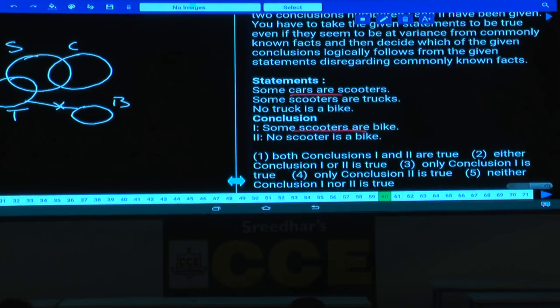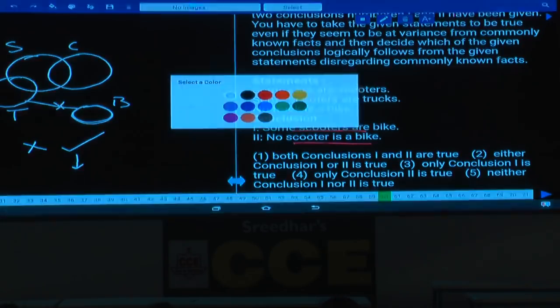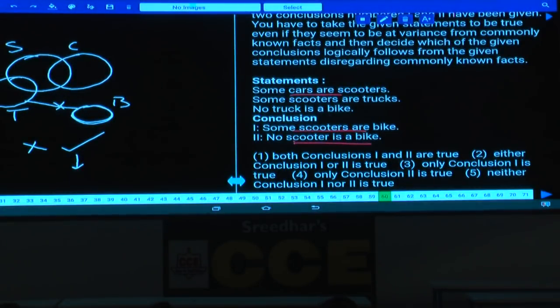First one, some scooters are bike. Is it true or false? That is false. And no scooter is a bike, true or false? No scooter is a bike, definitely true. Now this is bike and this is scooter, no intersection between these two, definitely true. Then which conclusion is true here? Second conclusion. What is the second conclusion? Second one is a negative conclusion. As a negative conclusion is true, to make this one false, now we should prove its complementary.